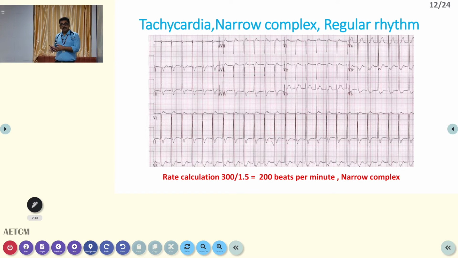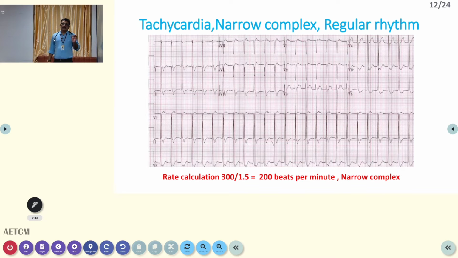If it is RBBB or LBBB also, you can give the same treatment. If it is some types of WPW syndrome, also you can give the SVT treatment. But in VT, the treatment is entirely different. Whatever it is, if you have a wide complex tachycardia, your treatment goes according to ACLS, in a different direction. Narrow complex tachycardia treatment goes in a different direction. But if you know the ECG properly, then you can mix up the treatment.